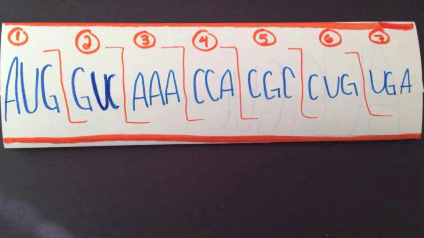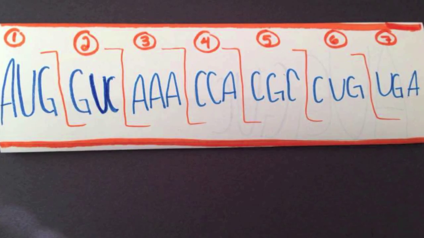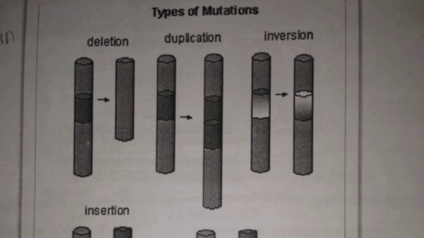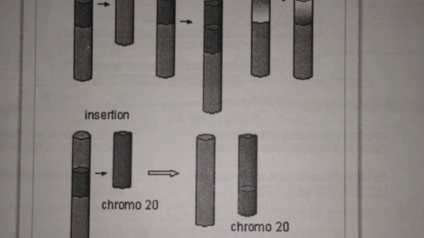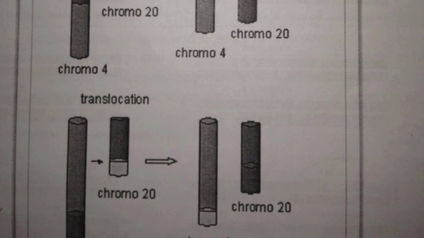Now that you have some background info, let's go back to Johnny Manziel. If a mutation were to occur, then he may play like the second video you saw. There are 5 different types of mutations: deletion, duplication, inversion, insertion, and translocation.